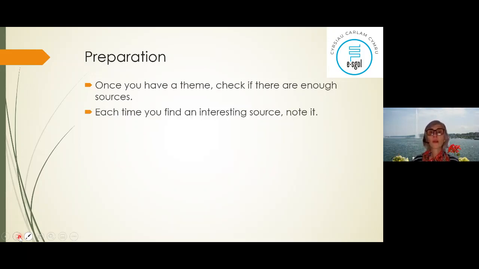Then each time you find an interesting source, note it. As I showed you with the second part of the pro forma, write that source each time you find one, because I can promise you won't remember all of them. You won't remember where you found things. So you will have the knowledge and you won't have the source. So it's good to note when you found it.